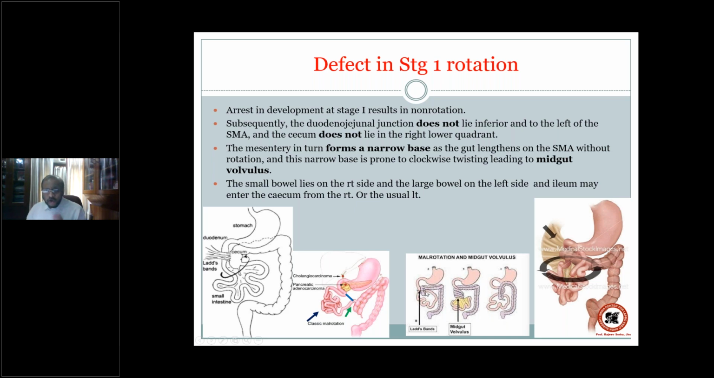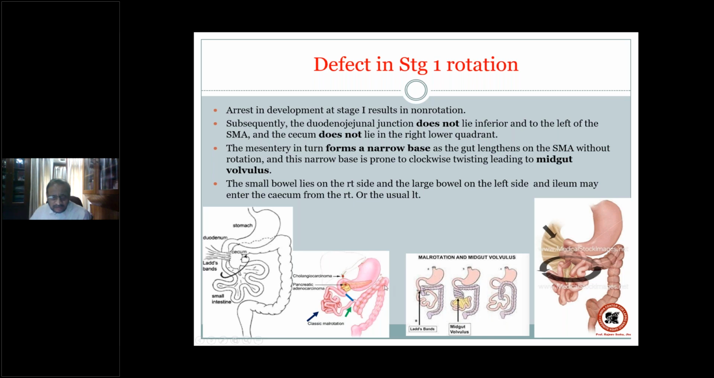But in non-rotation, what has happened? There's no rotation. So everything related to the small bowel lies on the right side. Everything related to the large bowel lies to the left side of the abdomen. Right? That's number 1. Number 2, you have this very narrow DJ junction. Duodenocolic pedicle, a very narrow duodenocolic pedicle. This is the pedicle, right? So you have a classic malrotation, and this is how it would look like.